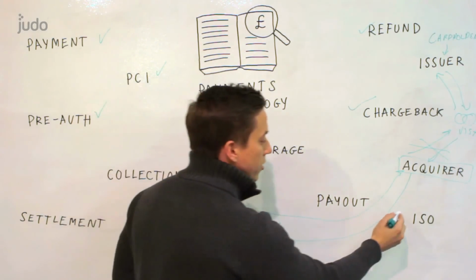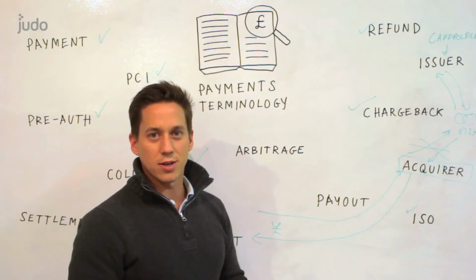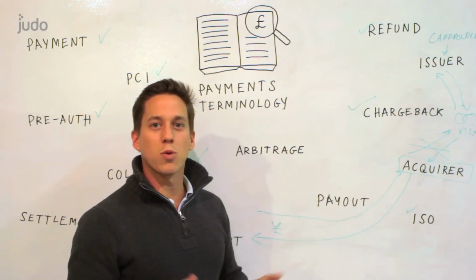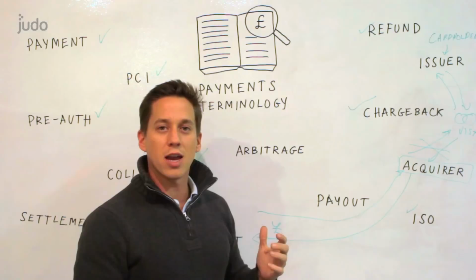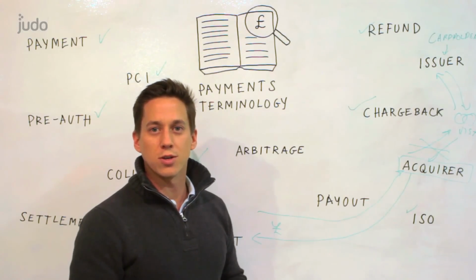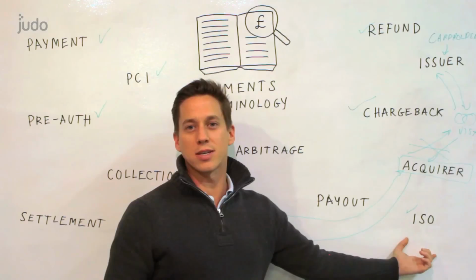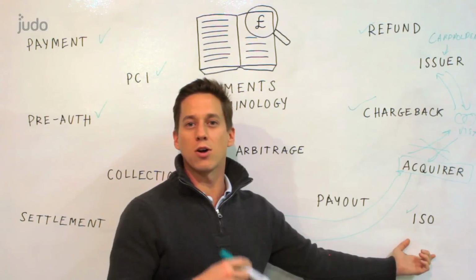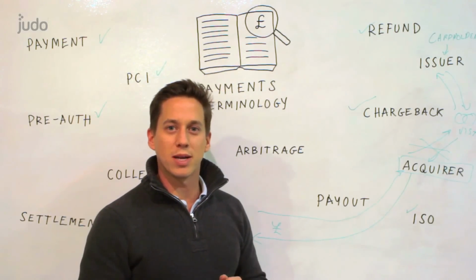So finally, you'll hear the word ISO. ISO is an independent sales organization. All that means is that it's somebody working on behalf of an acquiring bank. You'll see a lot of independent sales organizations across the UK. And in some ways, Judo acts as an independent sales organization for some of our larger customers. That's beyond the scope of this discussion today, but we can come back to it later.